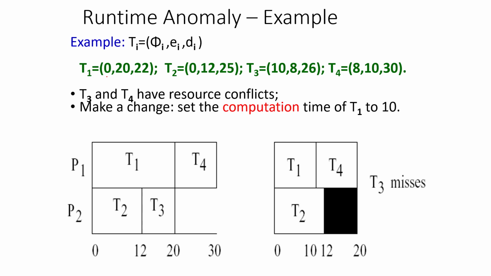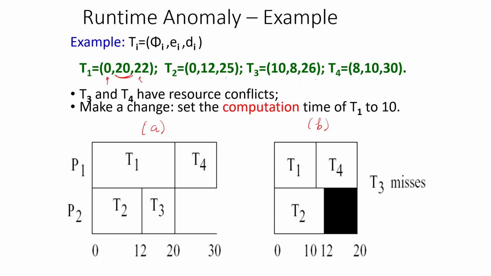Task one starts with a phase of 0, in the sense it arrives at the beginning, executes for 20 time units, deadline is 22. Same for T2: 0, 12, 25; T3: 10, 8, 26; T4: 8, 10, 30. You don't have to remember them, but when we refer to this diagram, let's call it diagram A and the other diagram B, we will be referring to these numbers. Now let us assume that there is a resource conflict between T3 and T4.